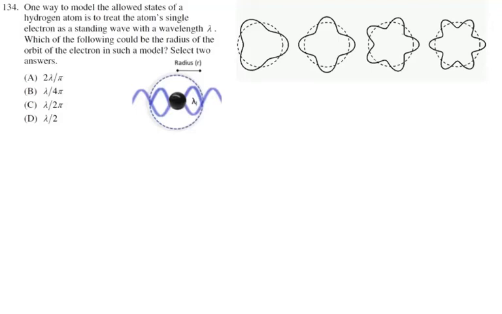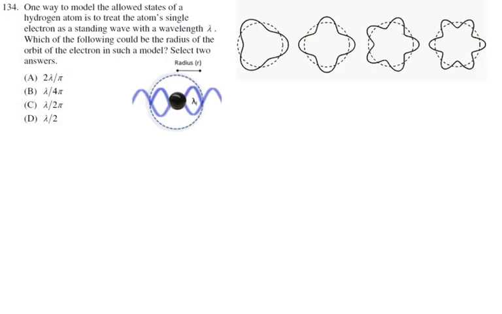I thought I'm gonna go over a few multiple choice questions from atomic and nuclear physics. And so here's one question that I found online. One way to model the allowed states of a hydrogen atom is to treat the atom's single electron as a standing wave with a wavelength lambda. Which of the following could be a radius of the orbit of the electron in such a model?